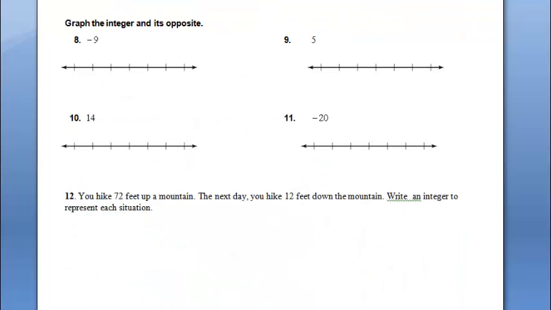In this case, we have to graph the integer and its opposite. Again, remember, opposite is nothing but the number that is on the other side of the number line, the same number of places from 0. Okay, for example, -3 and 3 are opposites, 10 and -10 are opposites, -25 and 25 are opposites, and so on and so forth. Okay, let's go ahead and graph.